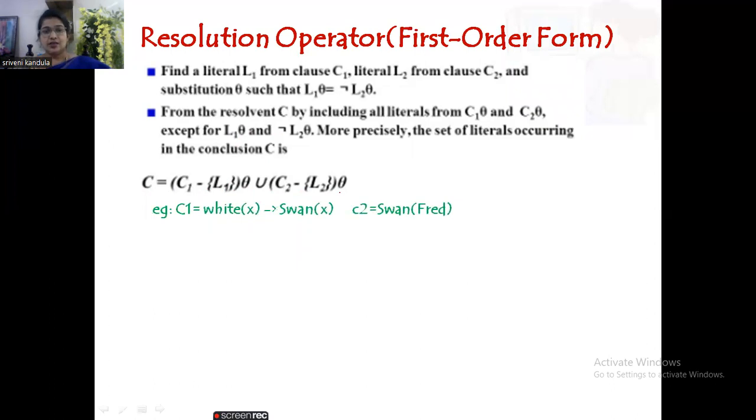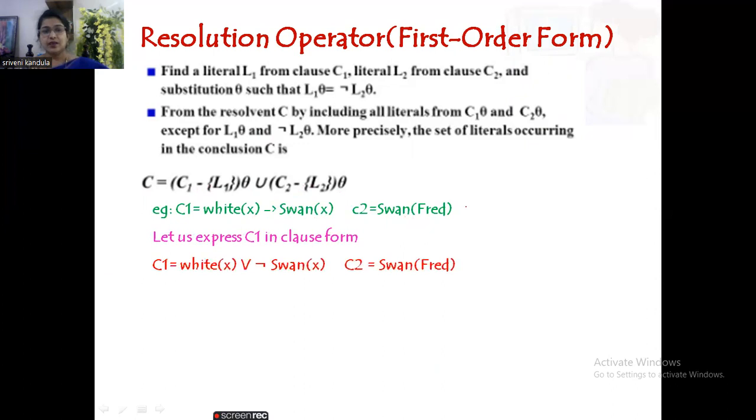Okay, so let us take this example. Let us take C1 as Whitey of X implies Spam of X. Okay, and C2 is Spam of Fred. First of all, to proceed with, this is in the propositional form. I need to convert it to a clausal form. Okay, so P implies R is negation P or R. Already you are aware of this formula. So using that, I'm rewriting it as Whitey of X or negation of Spam of X. And C2, we are taking as it is.